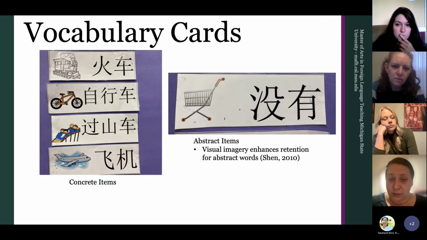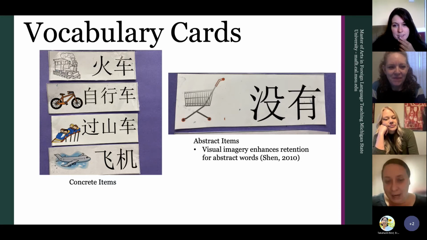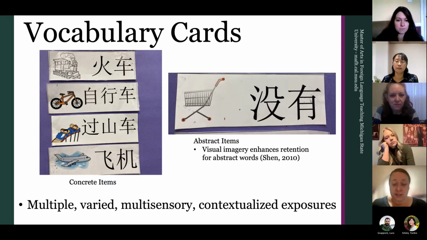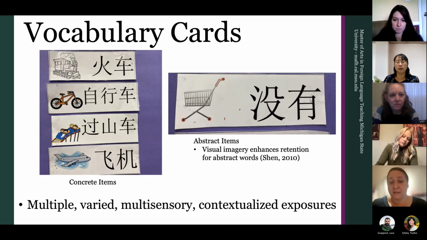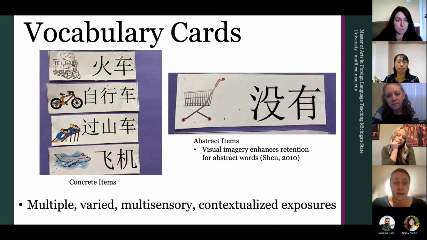And obviously, I don't just show them a picture of an empty shopping cart and expect them to know what the word means, but it's something that we explain and we talk about, and they're getting multiple, varied, multisensory and contextualized exposures, but they do have this icon that they can go back to. So when they need to recall this word or retrieve this word, they have a mental image to go with it.